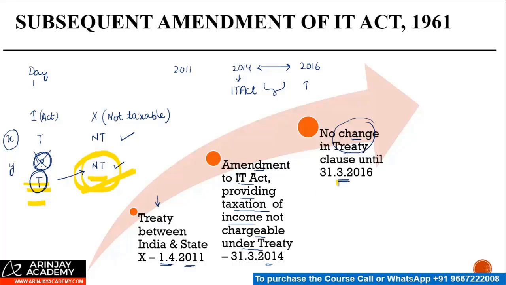If, let's say for example, on 31/3/2016, the treaty is amended, okay, then for the period after the treaty is amended, we are going to see whether this income is also taxable under the treaty, right? If it is also taxable under the treaty, then definitely the person is liable to pay taxes in India. But if there is an amendment of the IT Act providing for taxation of income, but there is no corresponding change in the treaty, right, then the income continues to be exempt from tax.